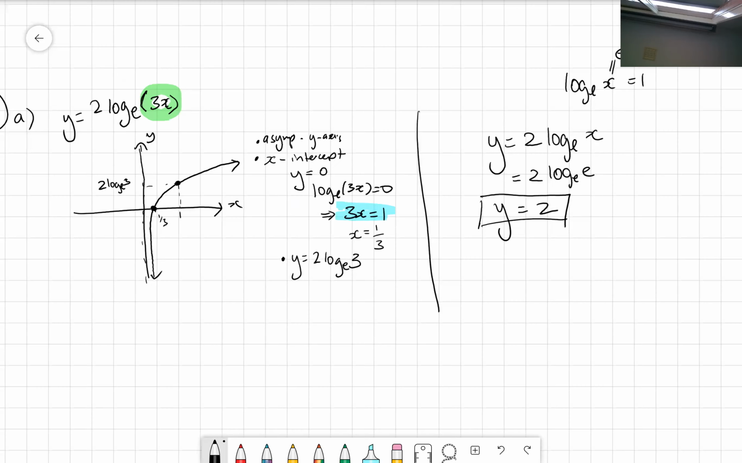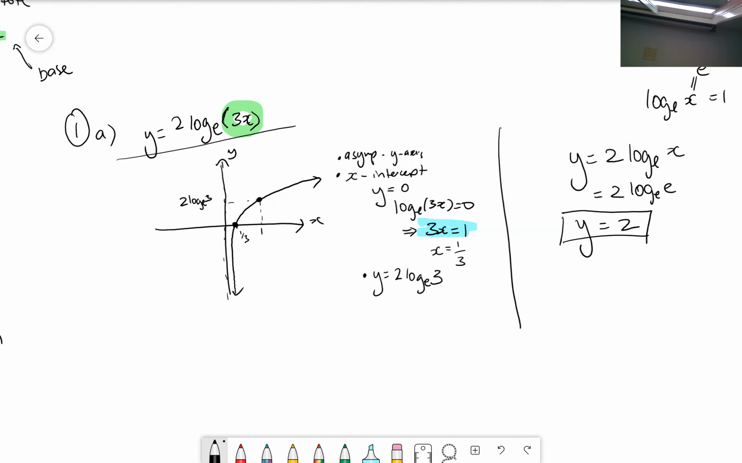So if we didn't have this 2 here in 1a, it would just be log. But when you're finding the intercept, you don't need to worry about the 2. Correct, you don't need to worry about the 2.